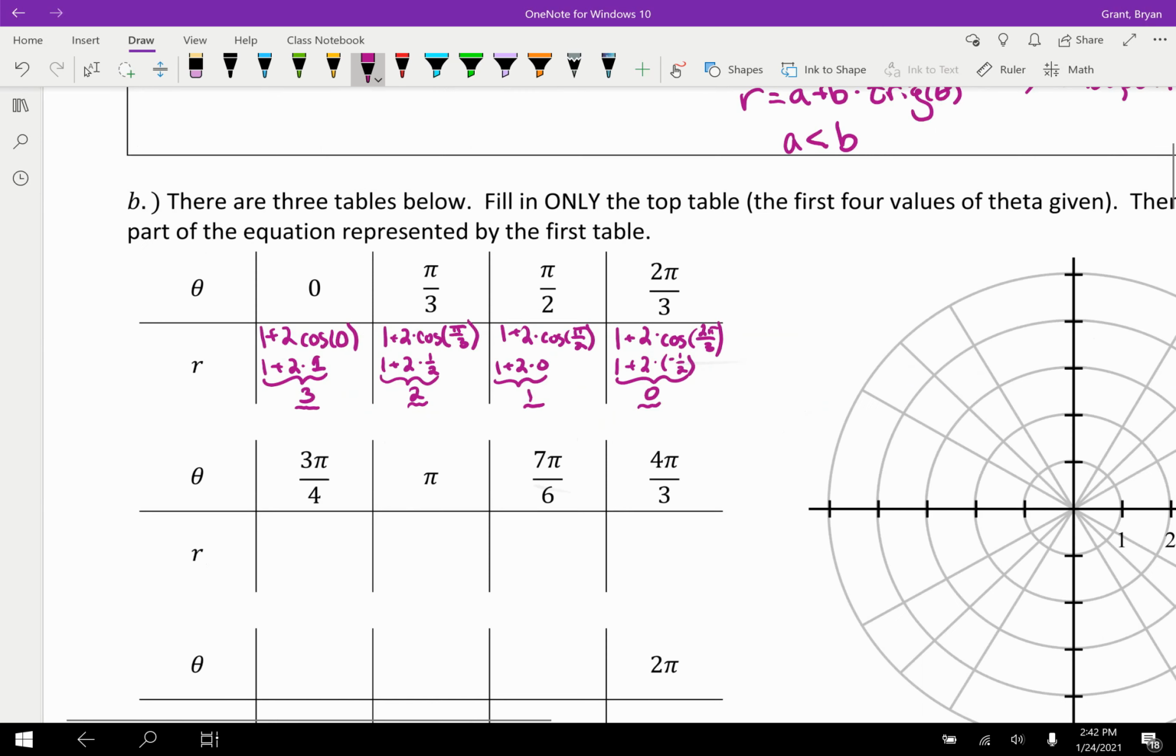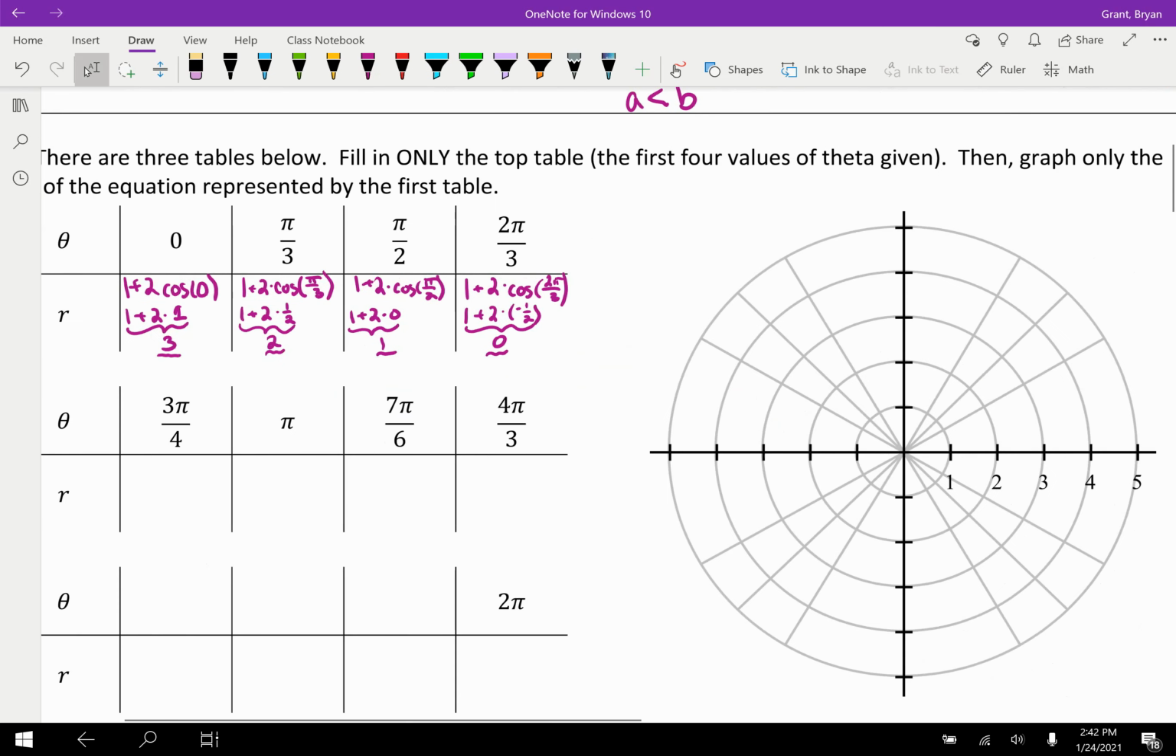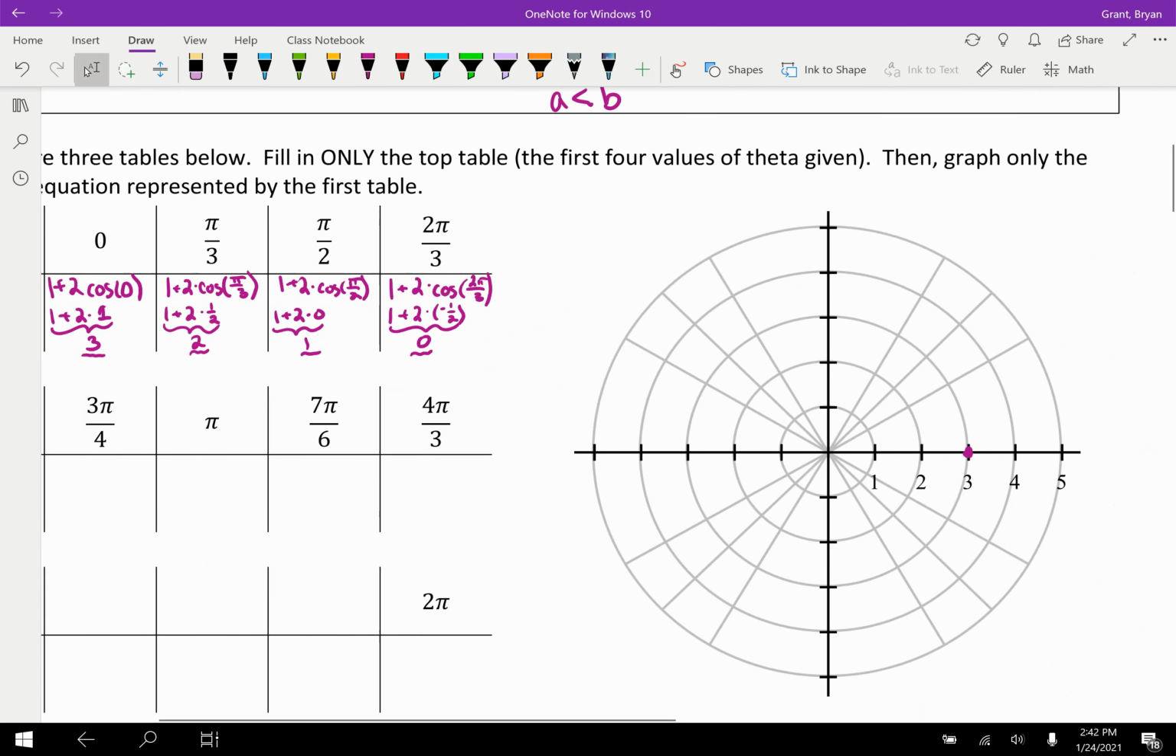And graphing these points, we should be pretty good at this by now. Rotating 0 means we haven't rotated anywhere. We are just right on this x-axis, and we need to go out to a radius of 1, 2, 3. Then we are going to rotate to pi over 3, and hopefully remember this from before, where we have our pi over 6, pi over 4, pi over 3. These are our thirds right here.